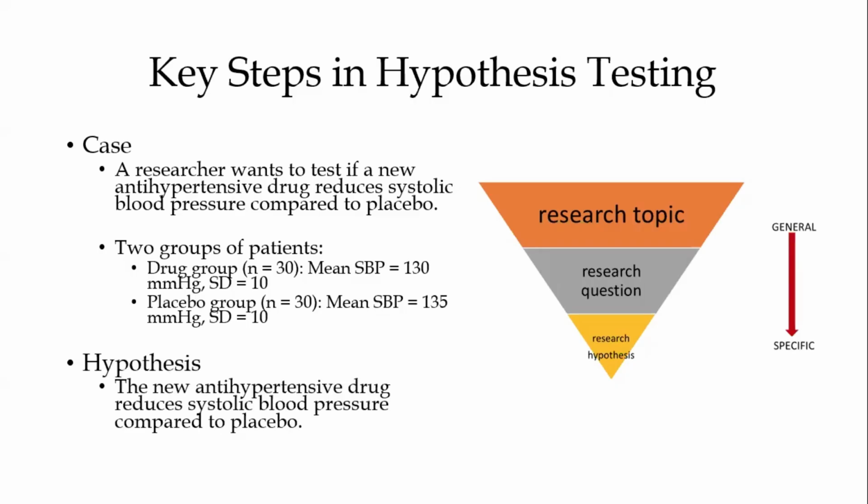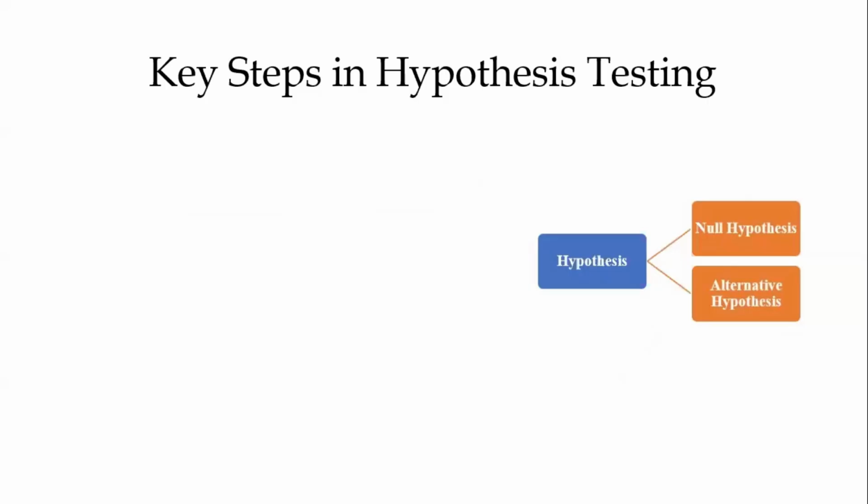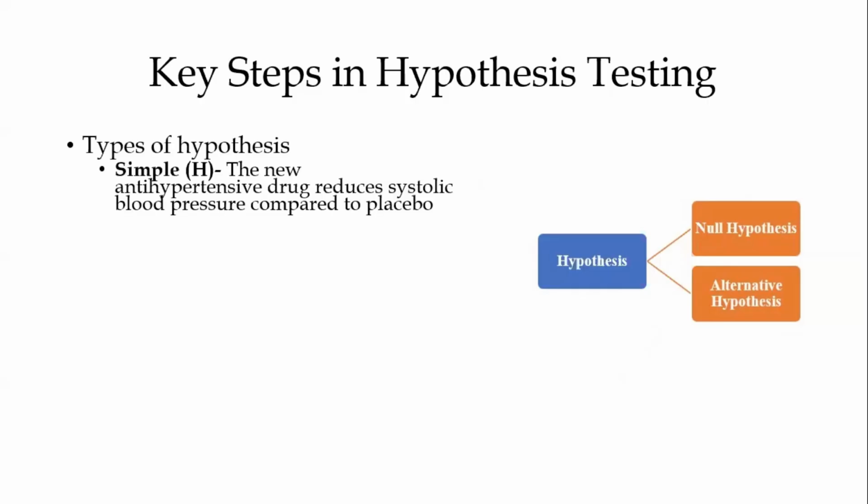So the hypothesis for this case would be that perhaps the new antihypertensive reduces the systolic blood pressure compared to placebo, and this would have certain plausible explanations to back it up, right? So this hypothesis can be expressed in several ways. We have what we call the simple hypothesis, and that's what we just mentioned. So simple hypothesis is just a plain statement of what it is that the researcher wants to go out and investigate, but still has to meet those criteria of a precise, educated guess that is testable.